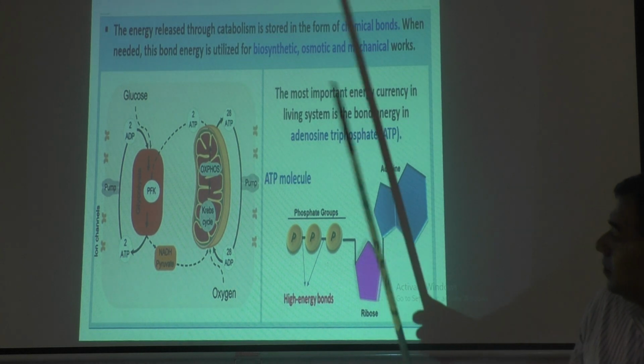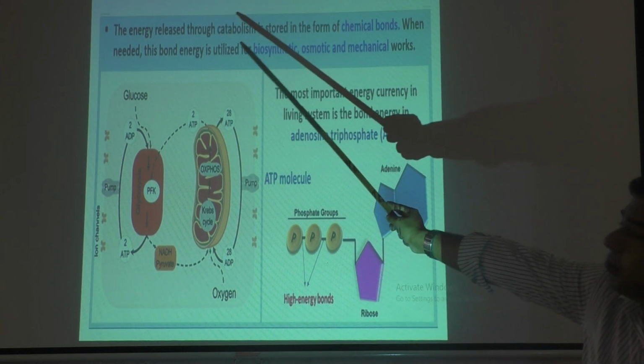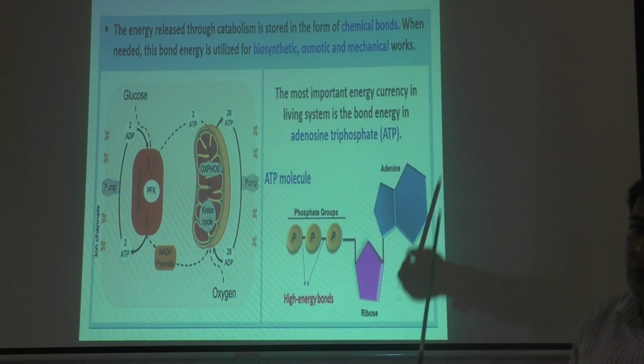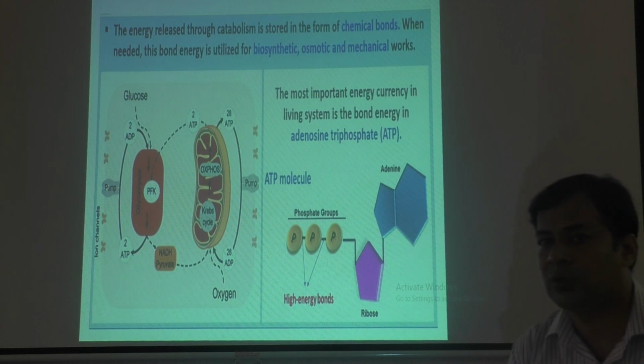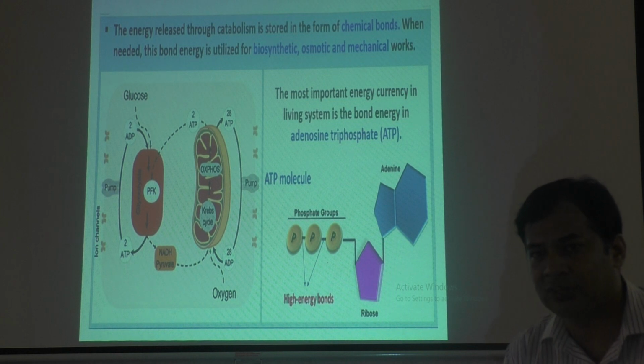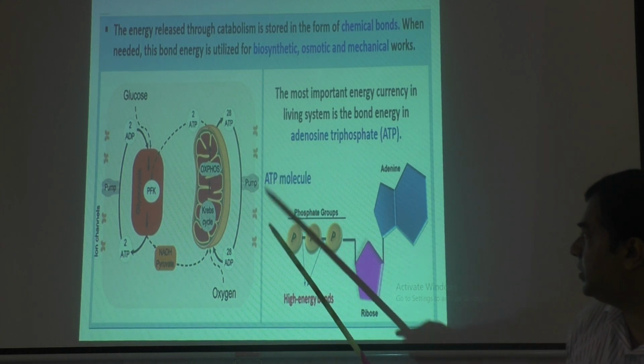What they said: energy released in the breakdown process is stored in the form of chemical bonds. Which chemical bond? It forms ATP. Any kind of energy in our body is stored in the form of ATP. That is adenosine triphosphate. From the name itself, you can see 3 phosphates here.